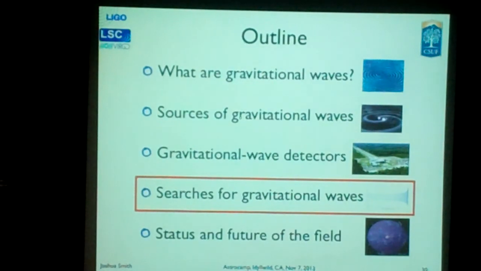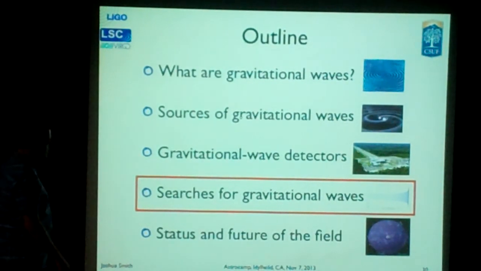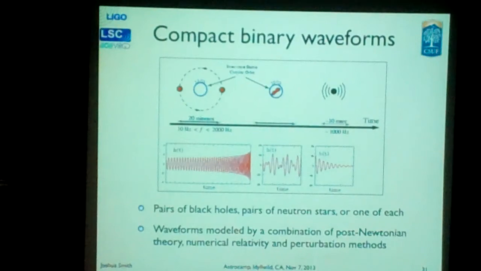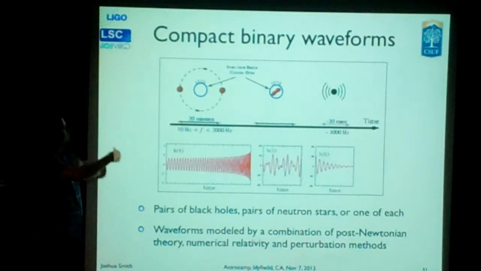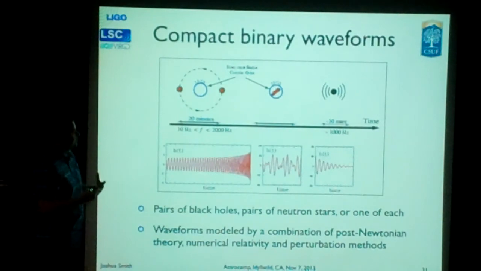Alright, so searches for gravitational waves. This one's going to be kind of quick because it's getting a little stale. We're all getting really excited for the next searches for gravitational waves, and the previous searches were unsuccessful because we didn't have sufficient sensitivity. But I'll tell you a little bit. Earlier I said that two black holes or two neutron stars going around each other cause this type of waveform. We call it a compact binary coalescence.